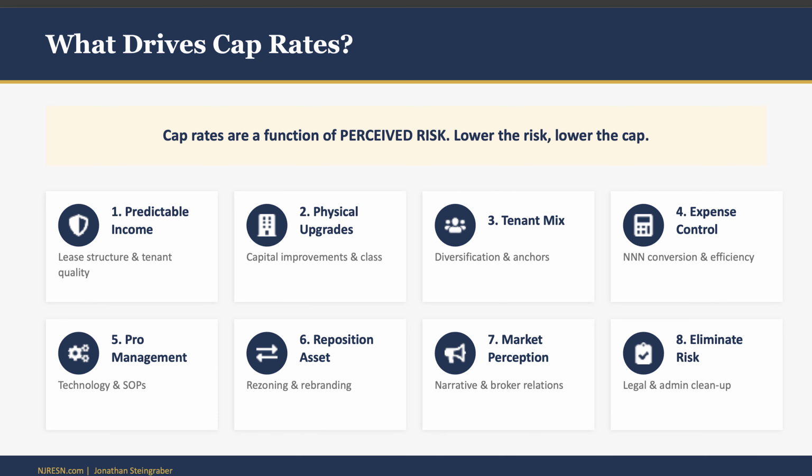Cap rates. Okay, what drives cap rates? Number one, predictable income. Everybody say it. Say it nice and loud. Predictable income. Not month-to-month leases. That does not drive my confidence in your building. I know some people are like, oh yeah, they've been here for 8 years and now they're just on a month-to-month. We never renewed.